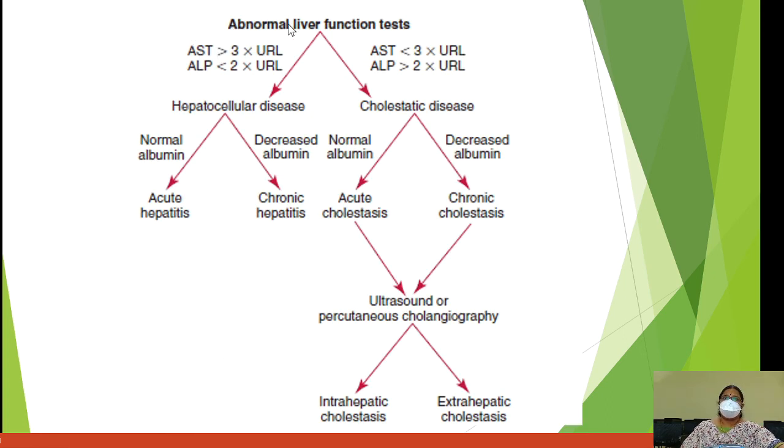That is how the abnormal liver function tests in jaundice are interpreted. If AST and ALT are greater than 3 times the upper limit of normal and alkaline phosphatase less than 2 times the upper limit of normal, it is hepatocellular disease. Whereas if the enzymes AST and ALT are less than 3 times the upper limit of normal and alkaline phosphatase greater than 2 times the upper limit of normal, it will be cholestatic disease.